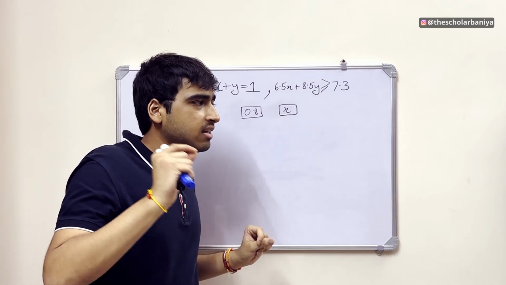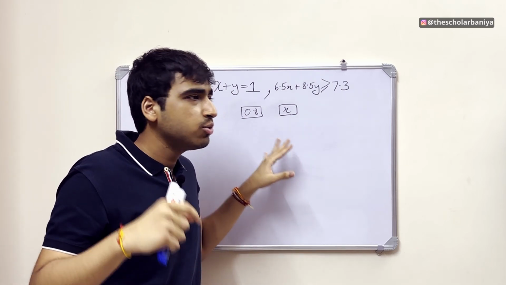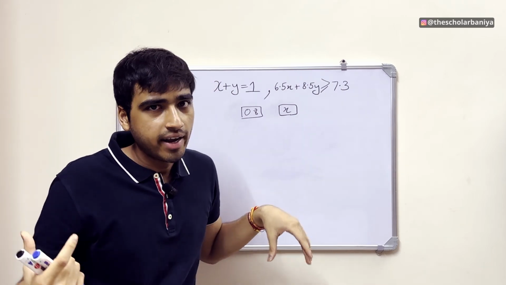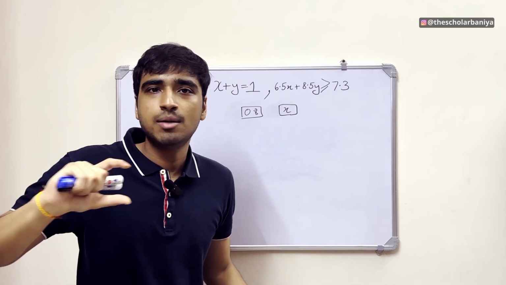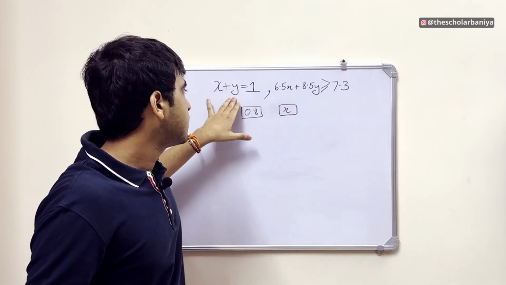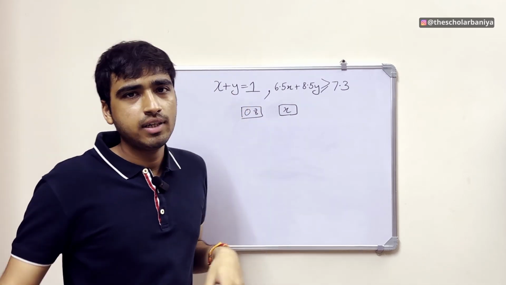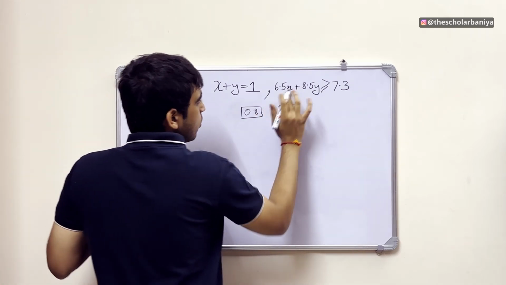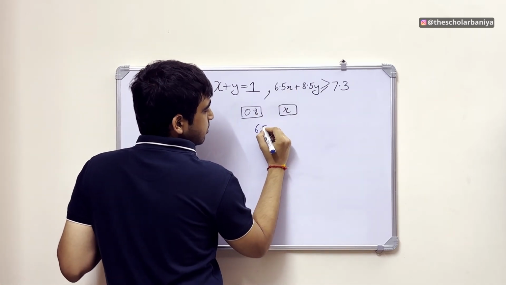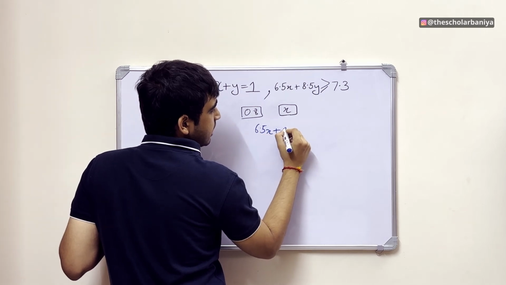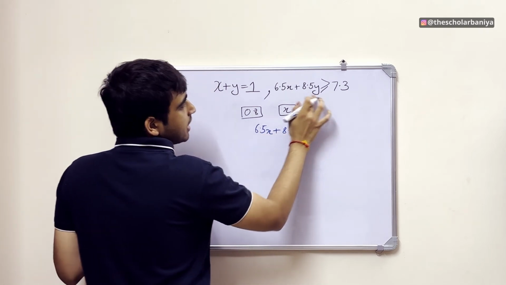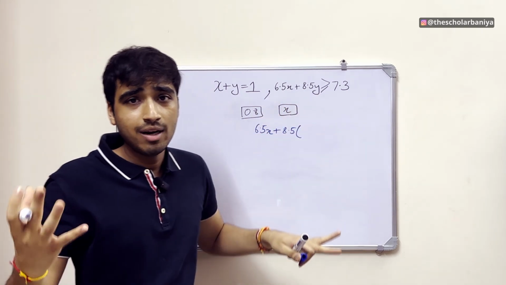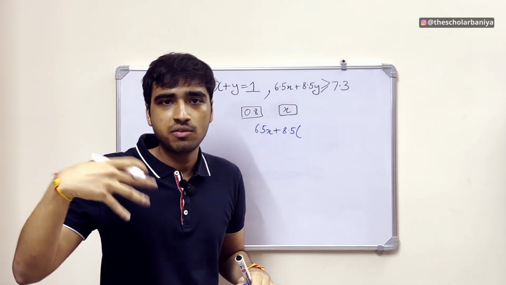Whenever we see this question, we should be able to think that since there is no y, we have to eliminate y in some way. And since there are two variables in two equations, we can easily eliminate one variable. So let's do that. Over here, we can write 6.5x plus 8.5, instead of y, because we have to eliminate y, we should write it in terms of x.